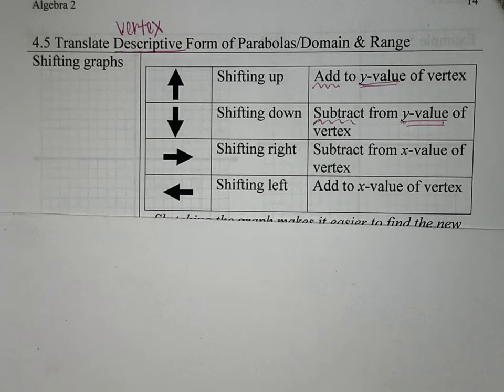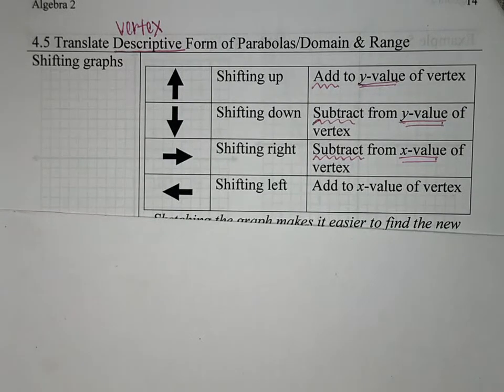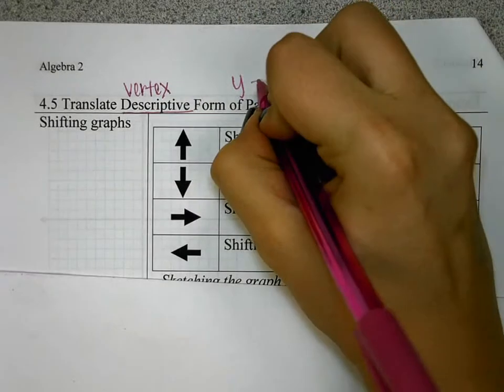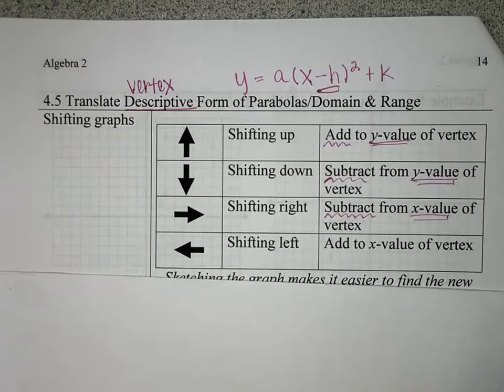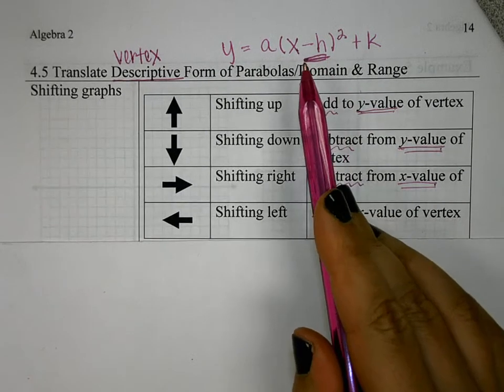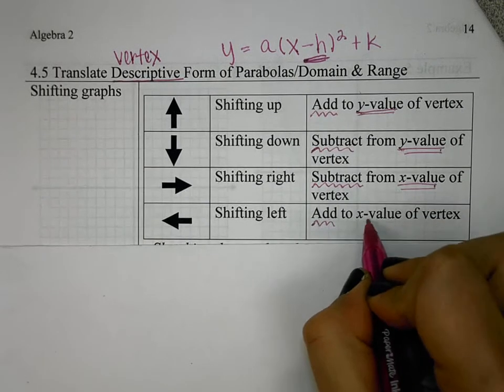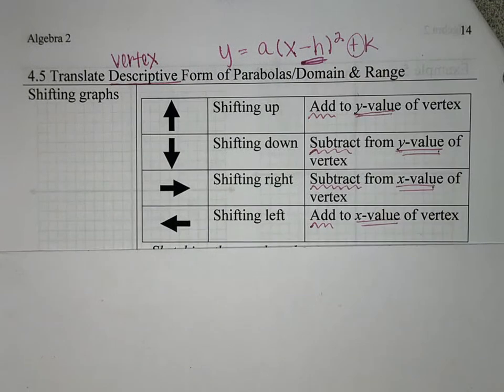Where things change a little bit is when we're shifting right and left. So when we're shifting to the right, you're actually going to end up subtracting from the x value. And that has to do with the descriptive or vertex form, which is y equals a(x minus h) squared plus k. Because that h is a minus h, when we're moving the graph to the right, we're going to end up subtracting because of that negative right there. And so when we shift to the left, that means we're going to add to the x value of the vertex. So when we're working with shifting up and down, everything pretty much behaves as normal because it's a plus in front of the k. But when we're shifting right to left, everything behaves a little bit differently.